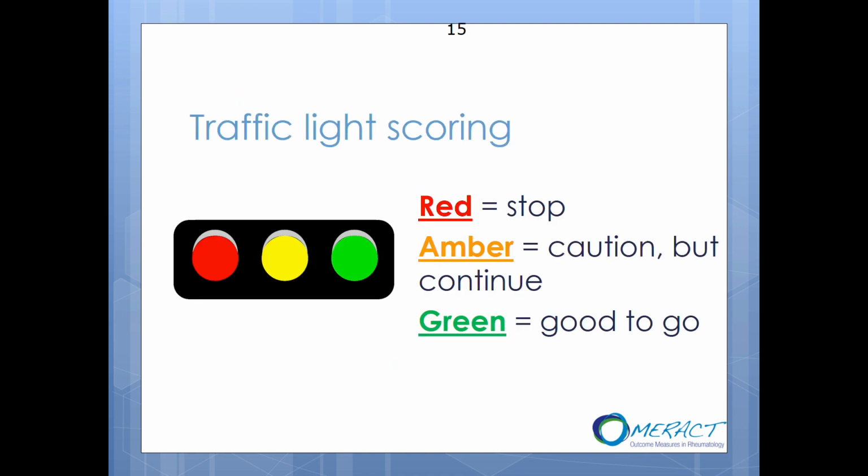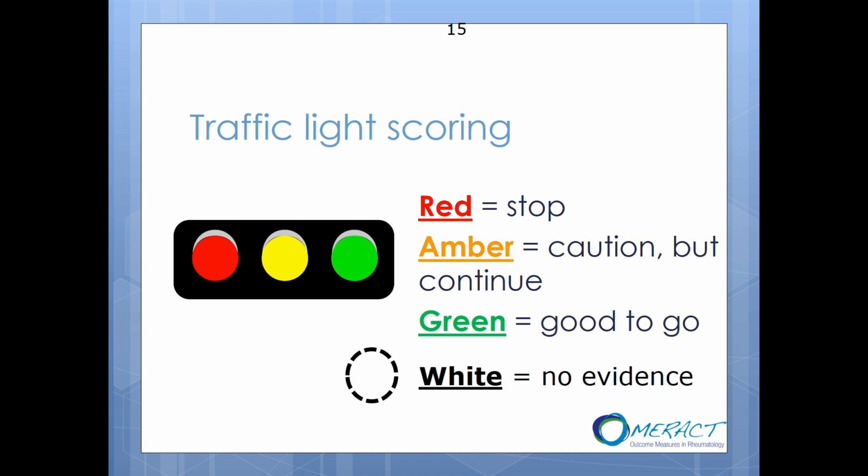This is when we start using the traffic light scoring. So you'll be rating the concept match and the feasibility on this red, amber, and green. Across the board, red always means stop. Don't use this. Don't go any further. Amber means caution, but you can continue. So things that get an amber rating can still continue with OMERACT. Usually it's a little bit of a flag for caution. And then green means it's good to go, that it's past that question.